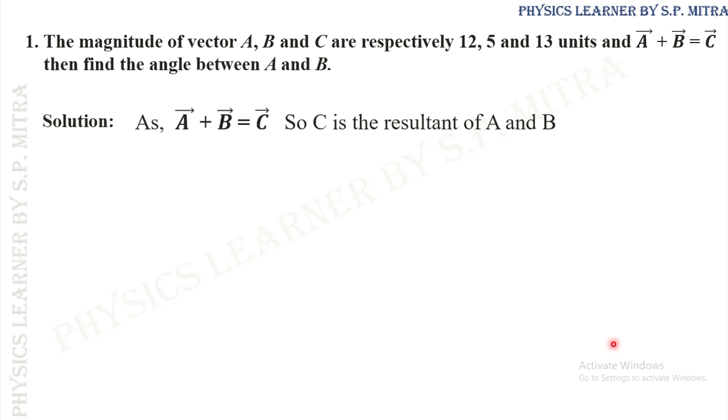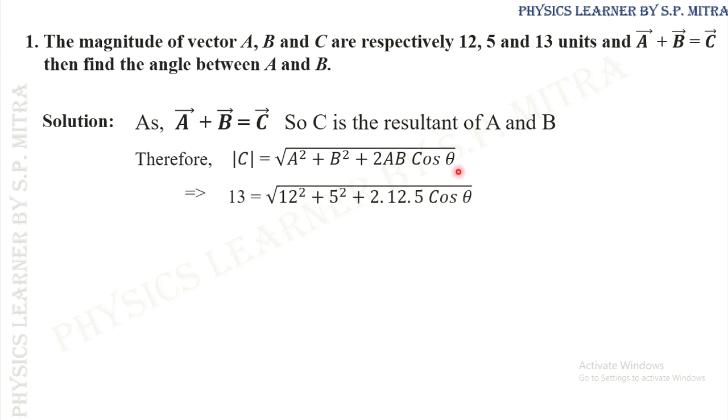As it is given that vector A plus vector B is equal to vector C, that implies that C is the resultant of A and B. Therefore, the modulus of vector C can be obtained by applying the parallelogram law of vector addition, which was discussed in the second video. You can check the link. Now I have put the mod values of vector C, vector A and vector B, and I got this equation where I have to determine the value of cosine theta, by which I can determine the angle between A and B.